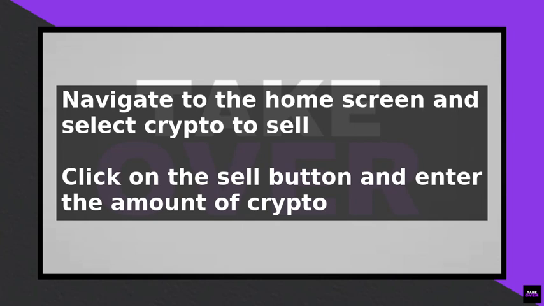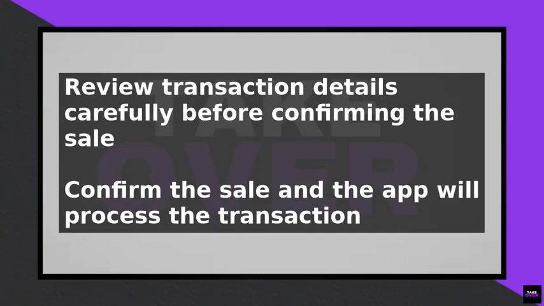The proceeds from the sale will be credited to your Crypto.com account in the form of the selected fiat currency. You can then withdraw the funds to your bank account or use them to purchase other cryptocurrencies.